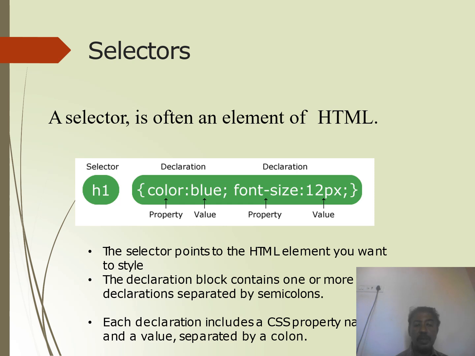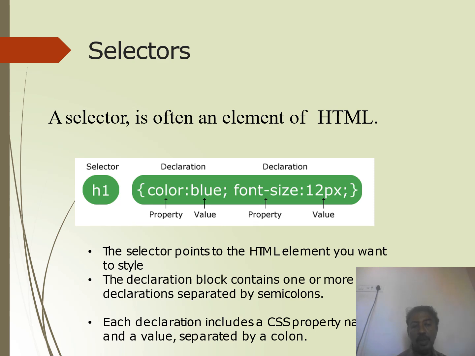Therefore, the selector points to the HTML element. And the declaration block contains one or more declarations separated by semicolons. Therefore, more than one declaration is possible. That is how we split them. And each declaration includes a CSS property name, then a value. Actually, these are separated by using a colon.